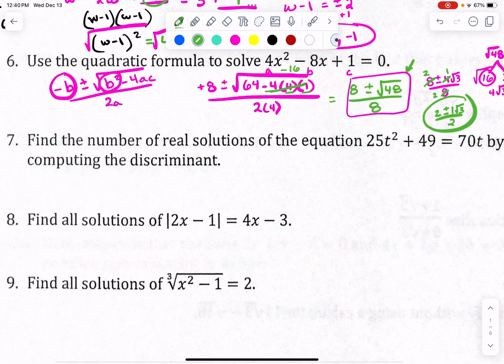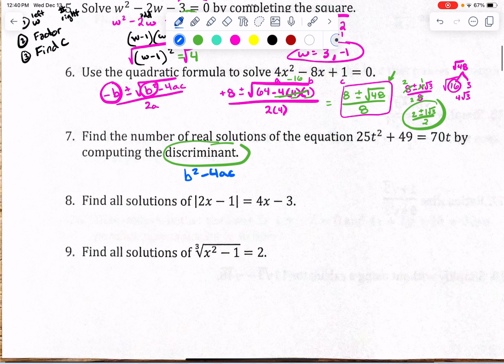Find the number of real solutions of the equation by computing the discriminant. Okay, when you do your quadratic formula, the discriminant is this stuff, b squared minus 4ac. It's that stuff underneath, okay? Now, I'm going to write off to the side. If your discriminant is a positive number, that means that you have two solutions. Because if it's a positive number, like it was here, 48, that means I have plus 48 minus 48.